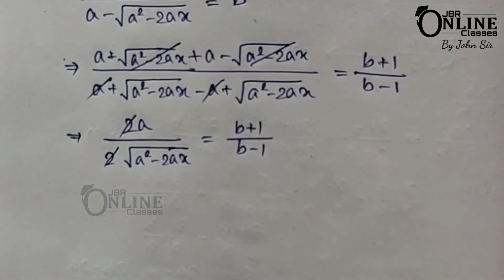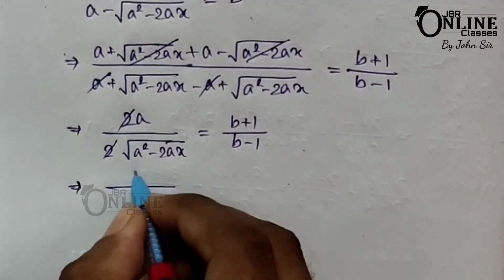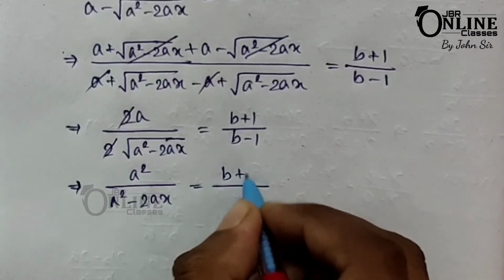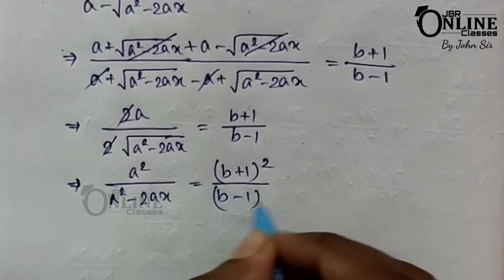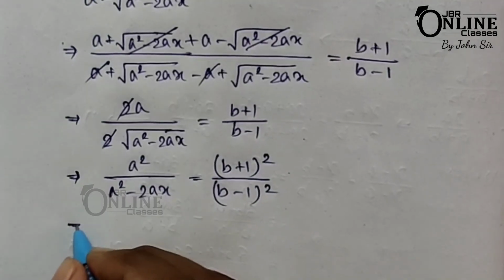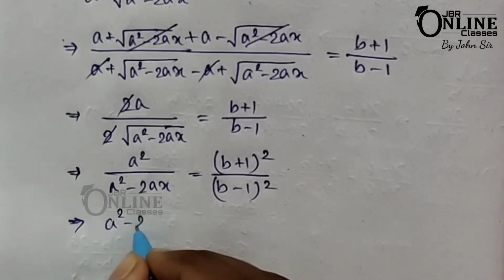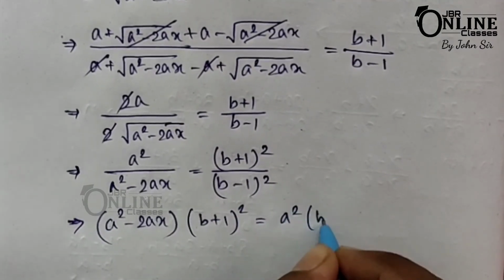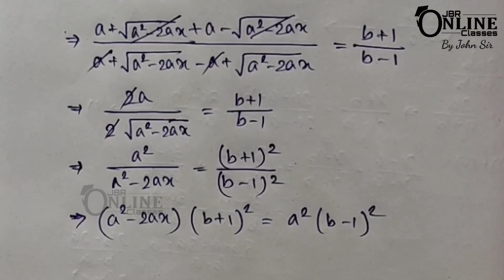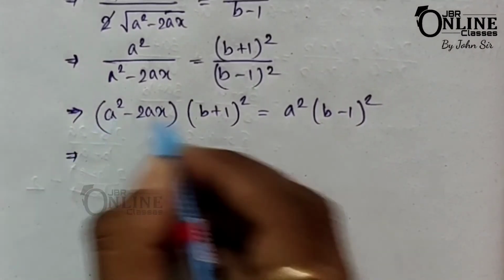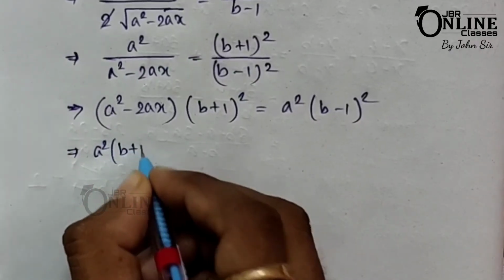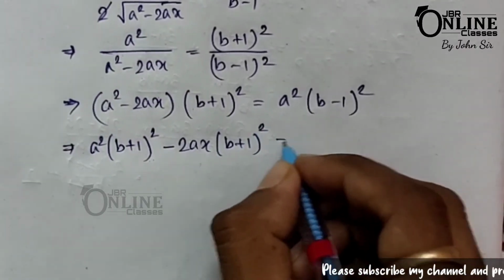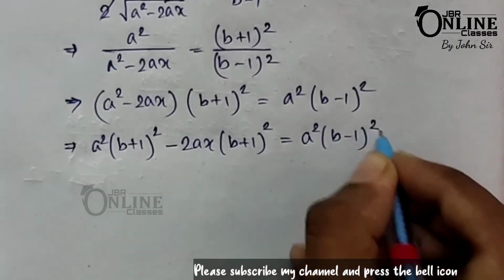Now the next step is you have to square both sides. So after squaring it will be a square over a square minus 2ax, and here b plus 1 whole square over b minus 1 whole square. Okay, so the next thing, cross multiply. So after cross multiplying it will be this one into b plus 1 whole square, and here a square into b minus 1 whole square. So now next, a square into this one, so it will be a square into b plus 1 whole square, and then minus 2ax into b plus 1 whole square. Right hand side, a square into b minus 1 whole square.